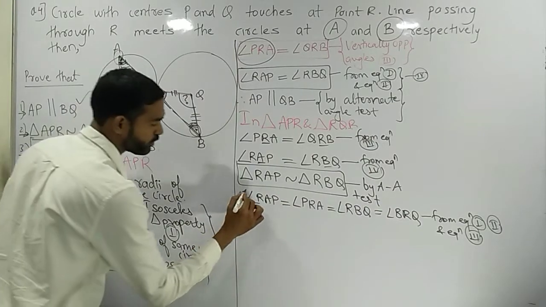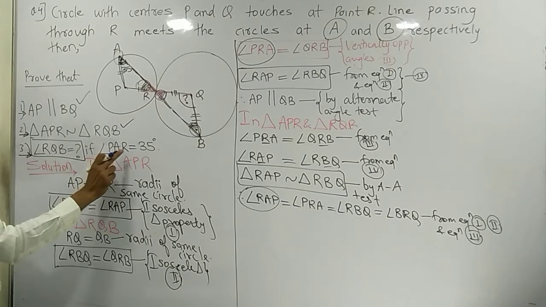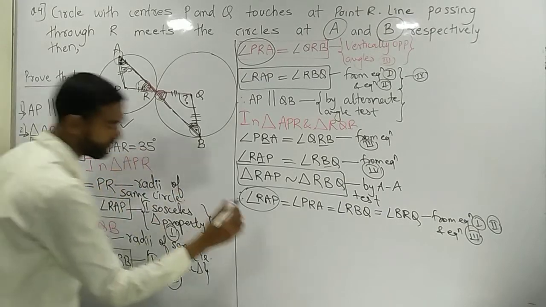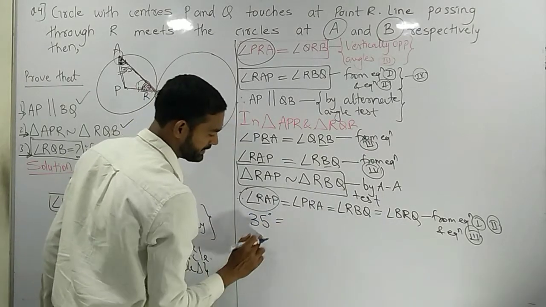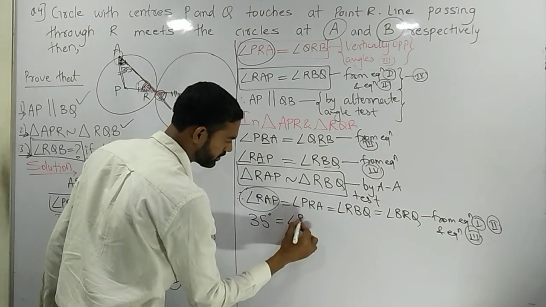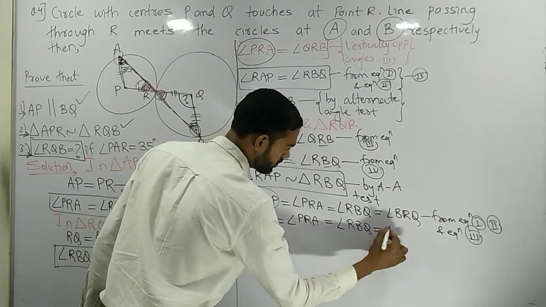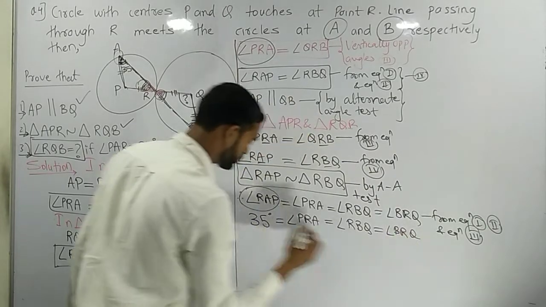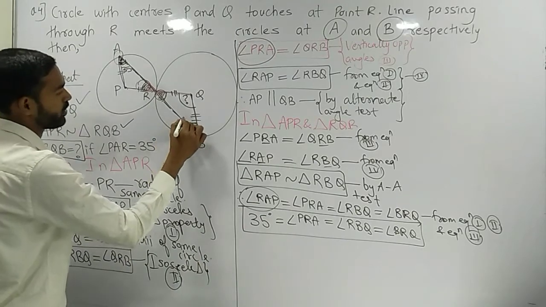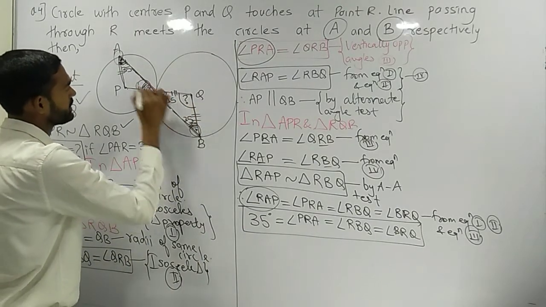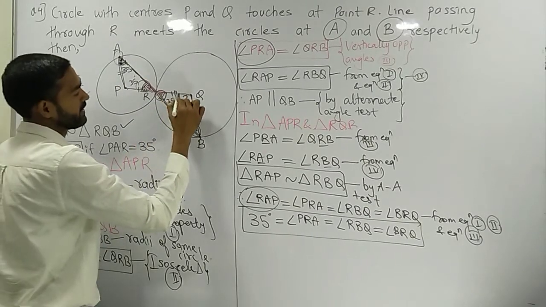From these four, we only know the first one. What is the value of the first one? RAP. Look, it is given. PAR or RAP, same thing. How much? 35. So here I am putting 35. It means all of them are equal to 35, including BRQ. So each angle is 35 degrees.